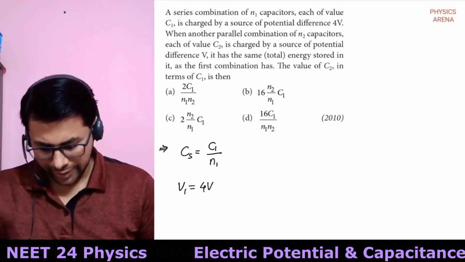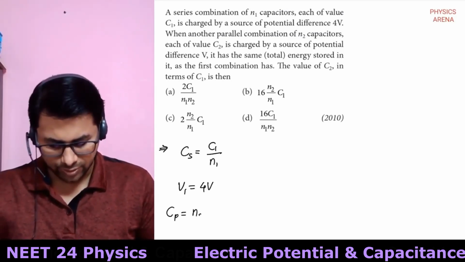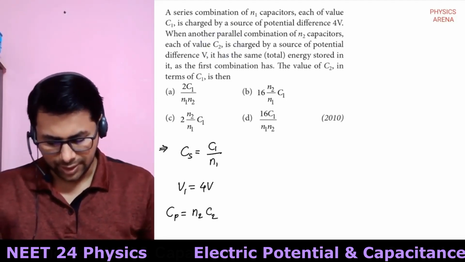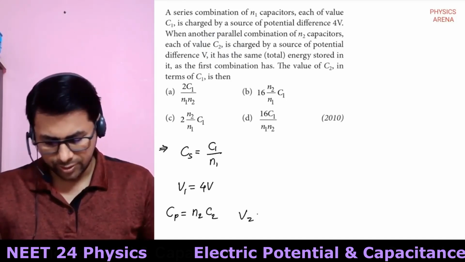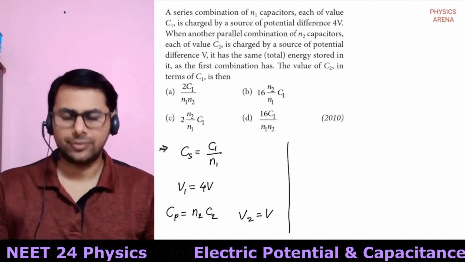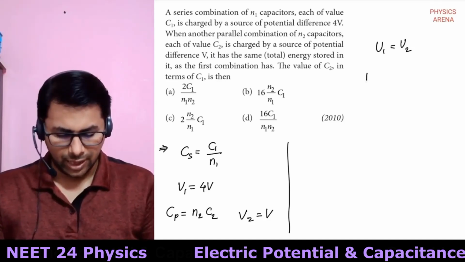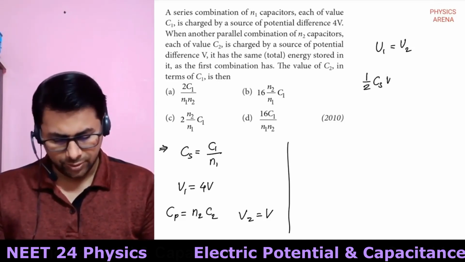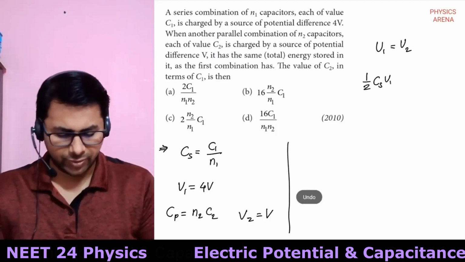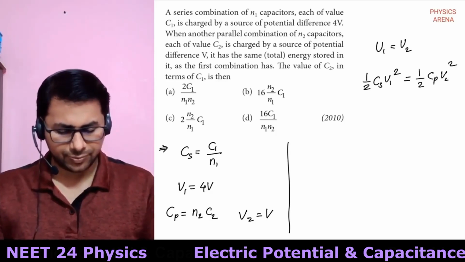And now you have N2 capacitors which are connected in parallel. So Cp is equal to N2 times C2. Their capacitance is C2, and they are charged by potential difference V. V2 is equal to V. And they have same energy. So U1 is equal to U2, right? So half of CS into potential difference V1 square is half of Cp times V2 square.